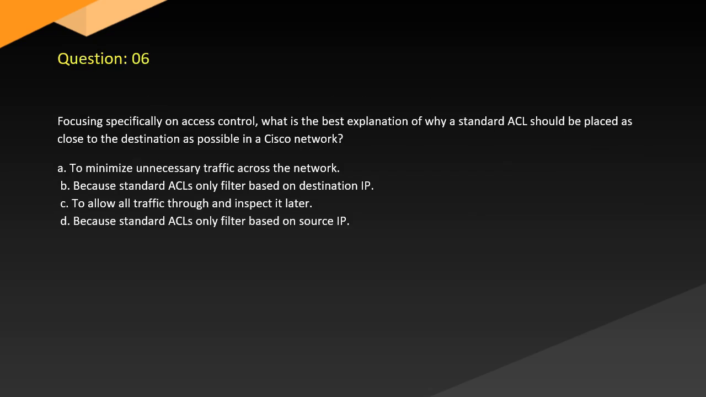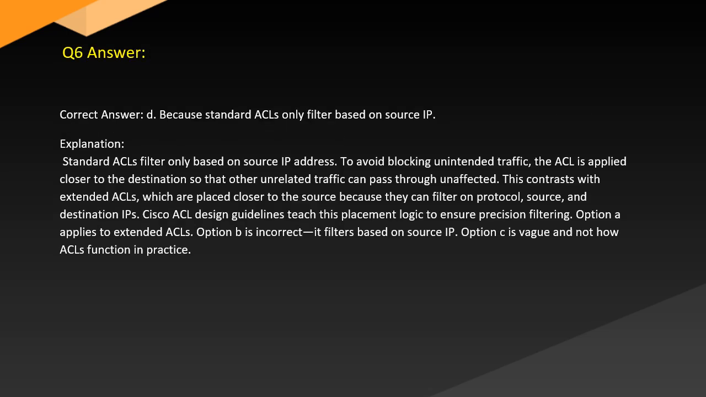Question 6. Focusing specifically on access control, what is the best explanation of why a standard ACL should be placed as close to the destination as possible in a Cisco network? A. To minimize unnecessary traffic across the network. B. Because standard ACLs only filter based on destination IP. C. To allow all traffic through and inspect it later. D. Because standard ACLs only filter based on source IP. Answer. Correct answer: D. Because standard ACLs only filter based on source IP.